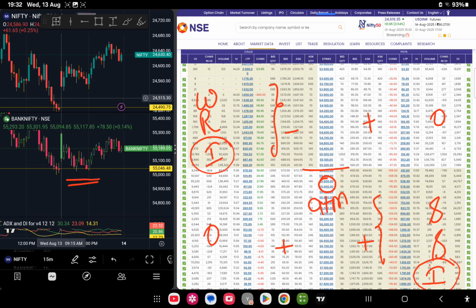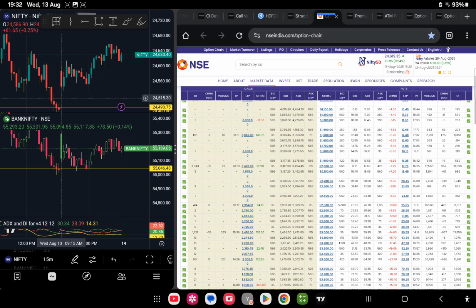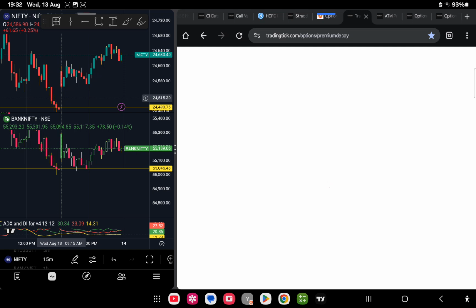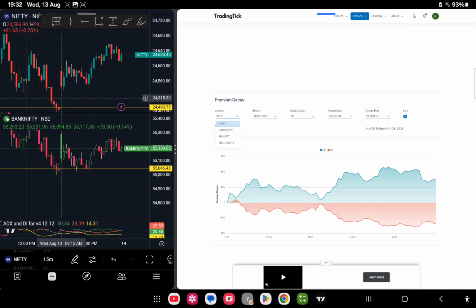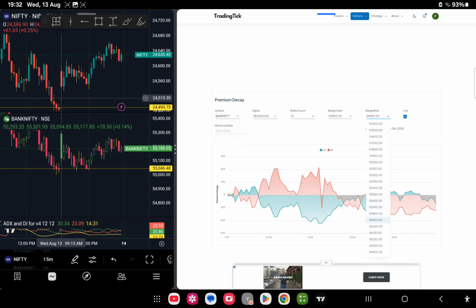Now this is the price action. As you could see, it was completely sideways, where open is nearly equal to close. Now we'll move on to the premium chart. So this is one of the important factors where we check the individual strikes. So I'm going to check for 55200 first.